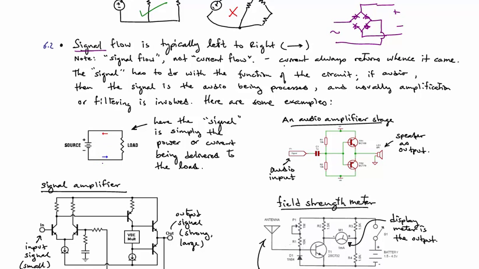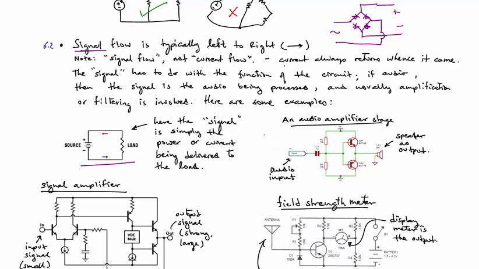Okay, signal flow is typically going from left to right. So in a simple schematic such as this source and this load, you might think of what's flowing as power. There's power coming from the source going to the load, and so power is moving from left to right, and the source is placed on the left side. The load is on the right.